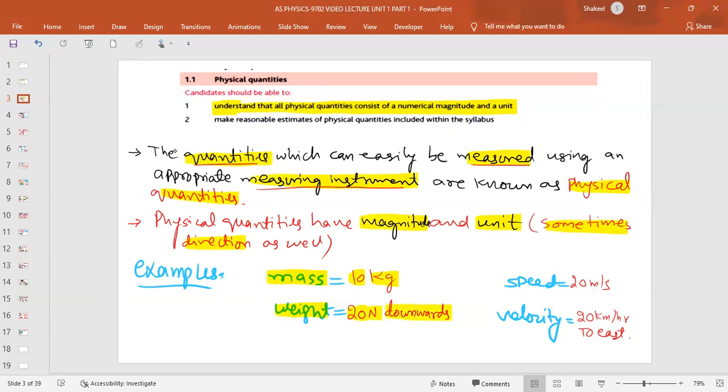As I told you, some quantities need direction as well. Speed is 20 meter per second. Velocity is 20 kilometer per hour to the east. So all of these quantities, along with many other quantities, are known as physical quantities because we can express them with a suitable number and a unit.